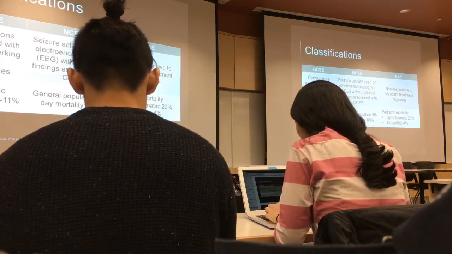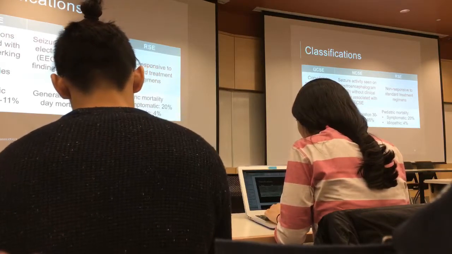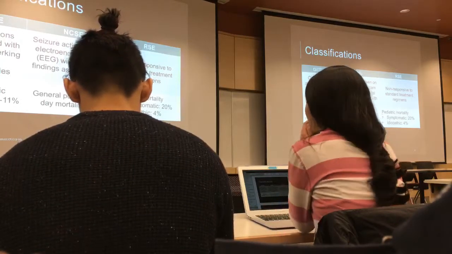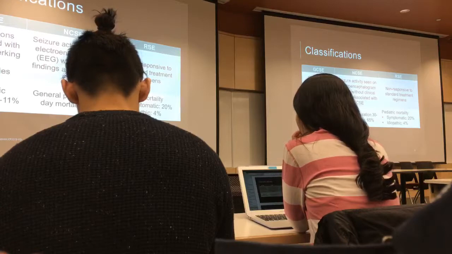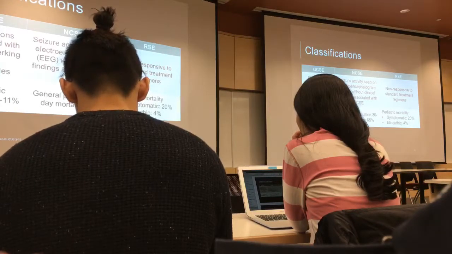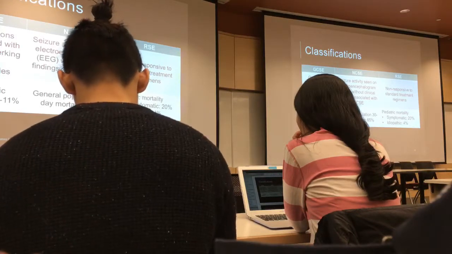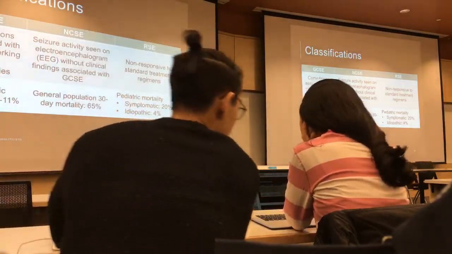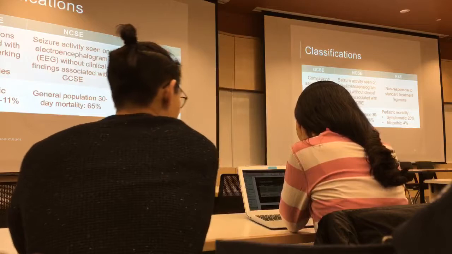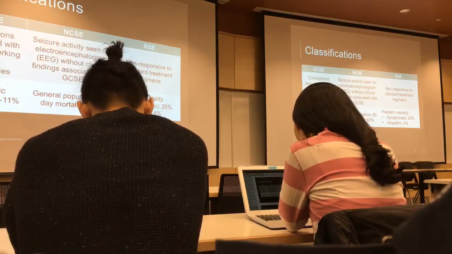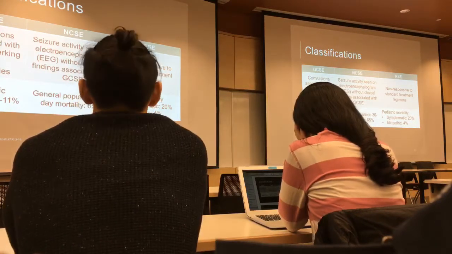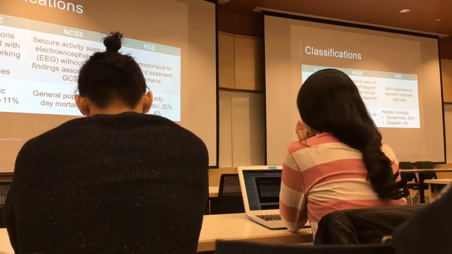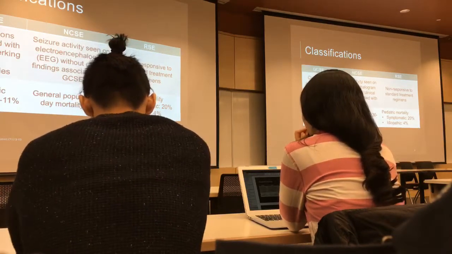Finally, we have refractory SE, and this is essentially either types of the first types of status epilepticus, but it's non-responsive to standard treatment regimens. And for pediatric mortality, symptomatic mortality is 20% in that case, and for idiopathic RSE, the pediatric mortality is 4%. So as you can see from these numbers, it's really important that the clinical team, the medical professionals, can both recognize and know how to treat these different types of SE.